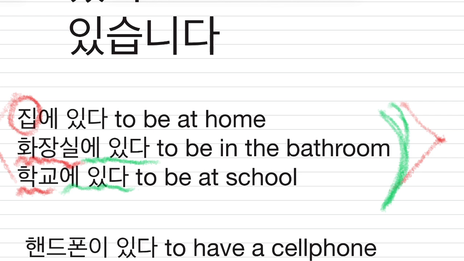And then 화장실에 있다. To be in the bathroom. Like it is in the bathroom. She is in the bathroom. He is in the bathroom. I am in the bathroom. They are in the bathroom. And then 학교에 있다. To be at school. It's like I'm at school. You are at school. We are at school.